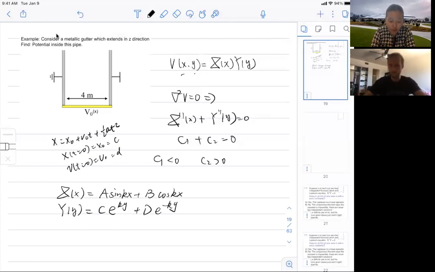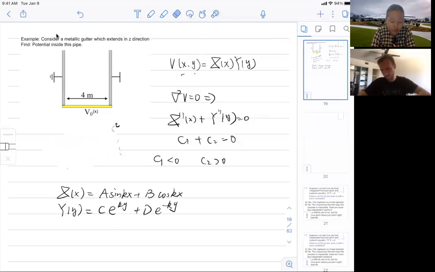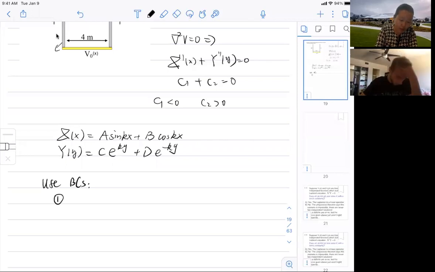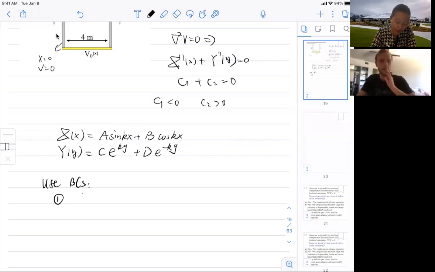You have found a solution, but you have constants that need to be determined. So you're going to use your boundary conditions to determine these constants. We have A, B, C, D, all 4 constants. So let's apply the boundary conditions now. Let's use all our boundary conditions, and we said we have 4 of them, right? The first one is the left wall at x equals 0, where V is 0. So V at x equals 0 is 0.